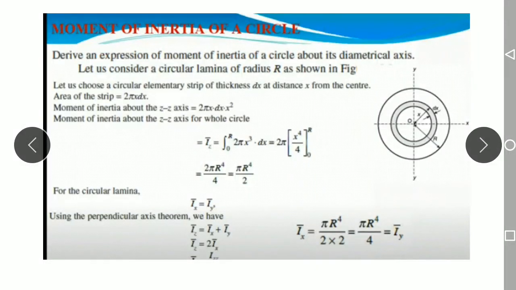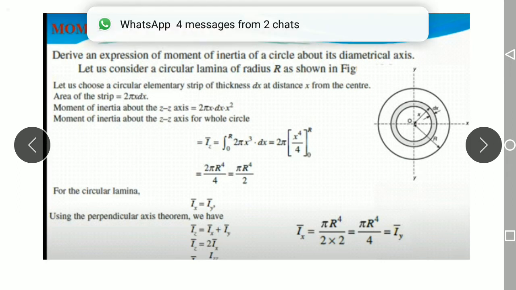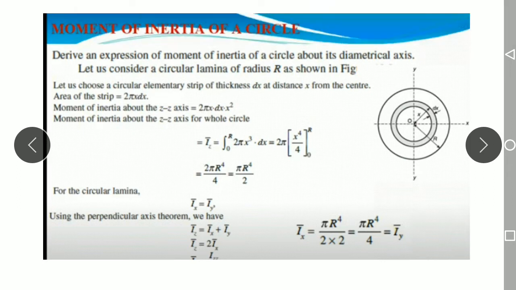Students, in the previous video we discussed the moment of inertia of a triangular lamina as well as the rectangular lamina. So now we shall move on to the moment of inertia of a circle.